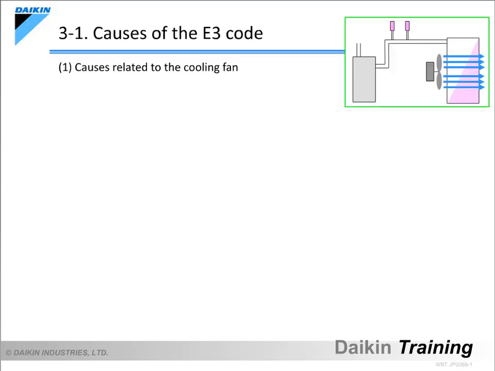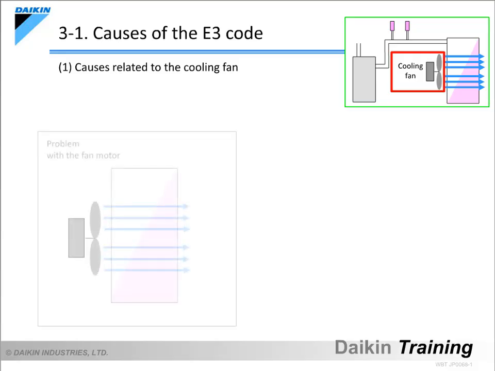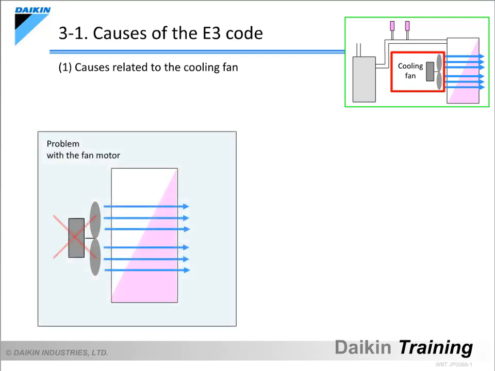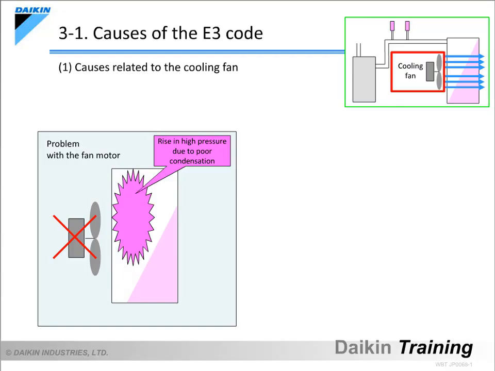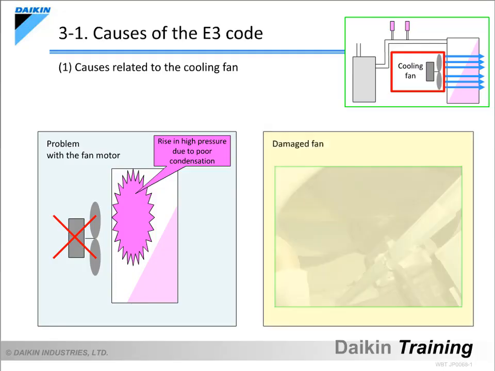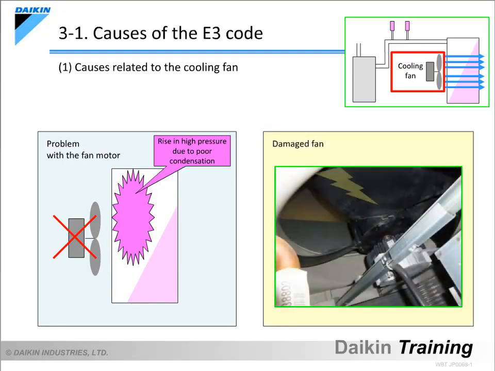Among the causes that lead to the E3 code, let's first take a look at those related to the cooling fan. The fan in the condenser is always on during heat exchange in order to deliver fresh air. If the air conditioner's fan motor malfunctions, it fails to deliver the air necessary for this heat exchange, causing a rise in the high pressure. This results in the E3 code. Damage to the fan blades also prevents the delivery of the air necessary for heat exchange, causing a rise in the high pressure and resulting in the E3 code.